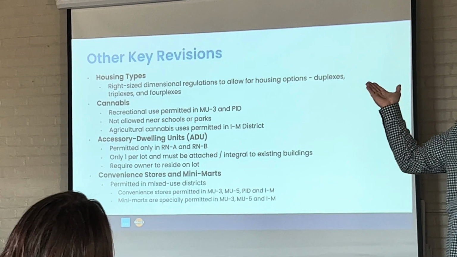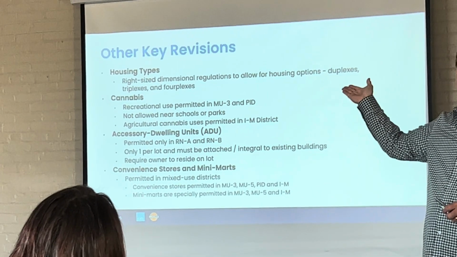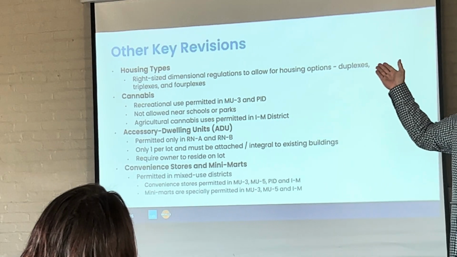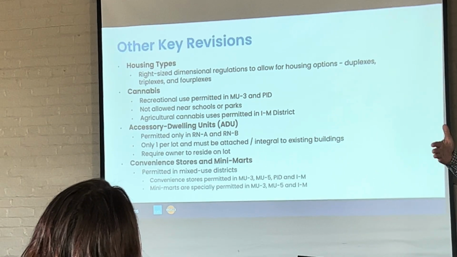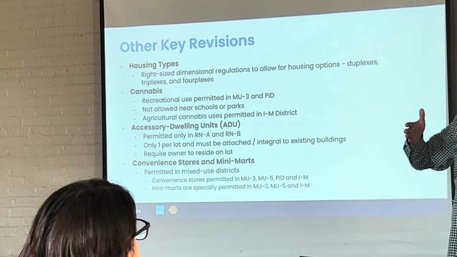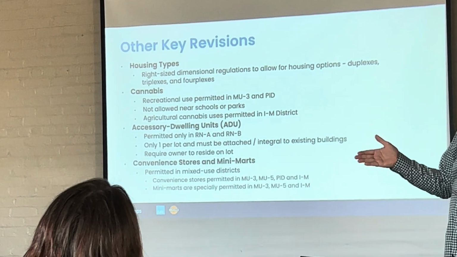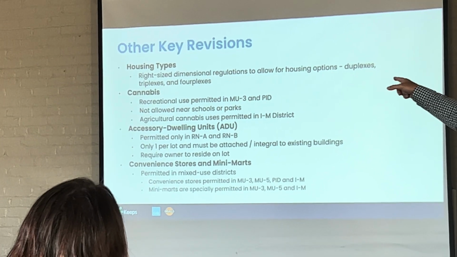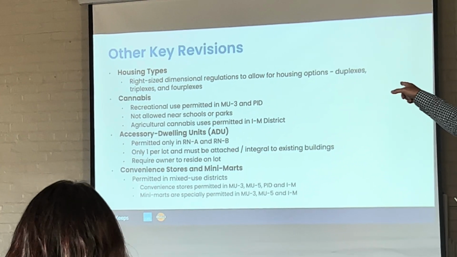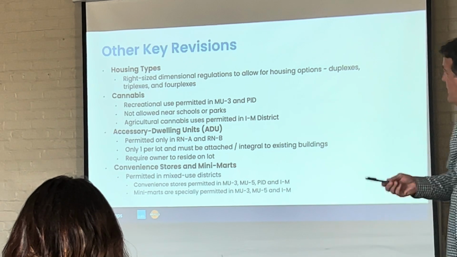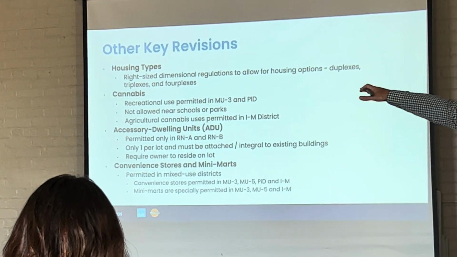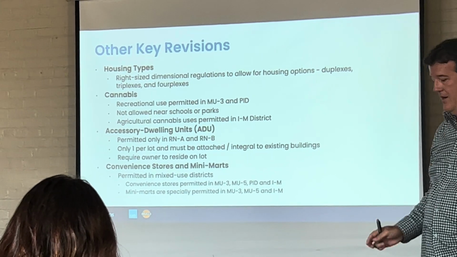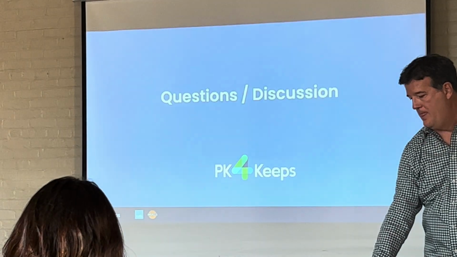Cannabis, I think, is one thing that is brand new to the code, because as we all know, cannabis was legalized a few years ago, and now we need to accommodate where those uses are permitted within the city. So from a recreational use standpoint, it's permitted at the MU3 and the PID, and that's also shown on the map. It's also not allowed near schools and parks and things like that. So that's all consistent with state law.